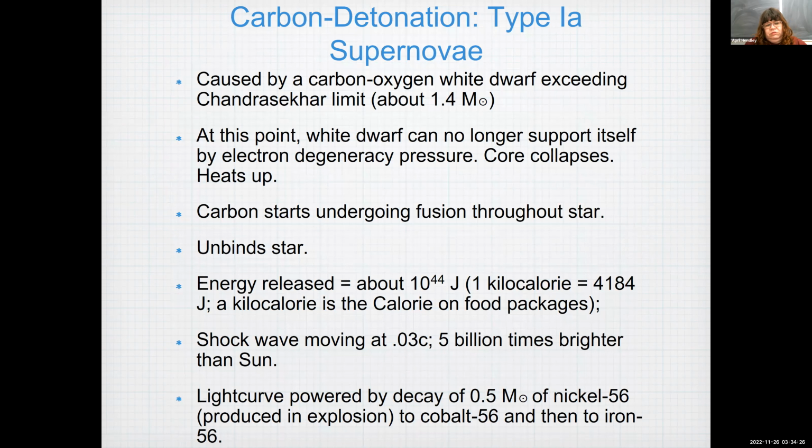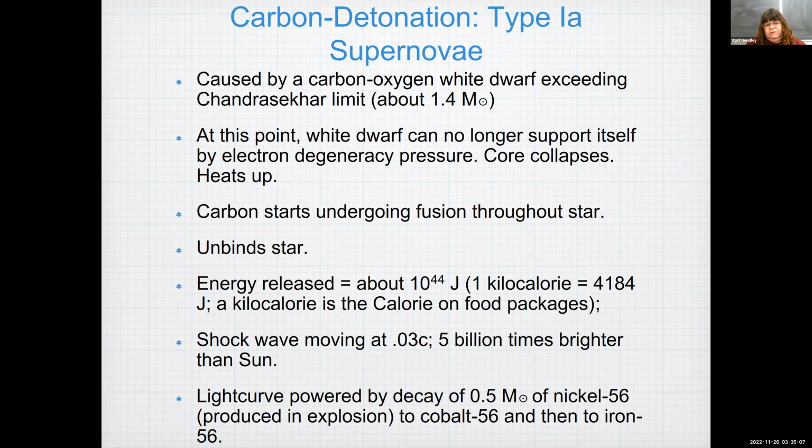Carbon detonation, the ones that are not connected to gamma ray bursts, are also referred to as type 1A, and what they are is a carbon oxygen white dwarf that's gained too much mass. Basically, they've exceeded what's called the Chandrasekhar mass, which means they've gained more than 1.4 solar masses. They can do that from either a companion star or possibly 2 white dwarfs merging. If it's a companion star in a close enough orbit, one star can transfer mass to the other star.